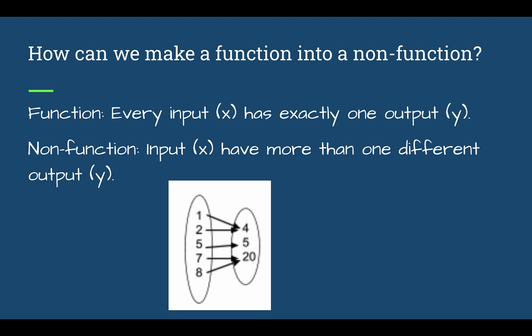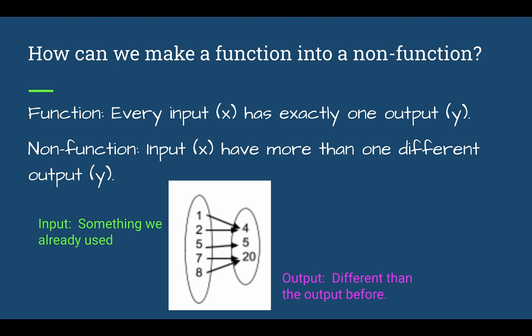Let's look at a function map. Currently it's a function. Each one on the left goes to one thing on the right. So again, I just need to make my input go to more than one output. So choose again something you already used. Make it go to something different than before. Let's say I chose 5. Right now it goes to 5. I want to make it go to something else as well. So let's make it go to 4. I would just draw an arrow to 4. Now that shows me that 5 went to 5 and 5 went to 4. It went to more than one thing. No longer a function.